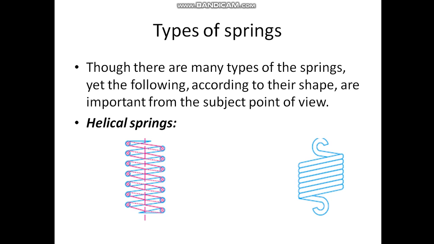Now what are types of springs? Though there are many types of springs, yet the following according to their shape are important from the subject point of view. First type is helical spring. You can see in this diagram there are two types of helical spring. One is open and the other one is closed.